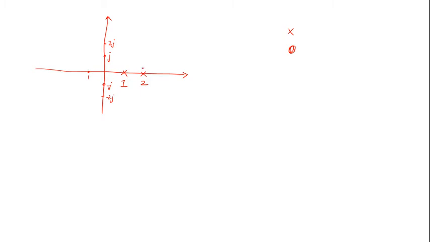So the poles were 1 and 2, and the zeros were minus 1 plus j and minus 1 minus j. So minus 1 plus j comes here, minus 1 minus j comes in the bottom. Okay, is it fine? Okay, and we know the root locus always starts from the poles and ends at these zeros.